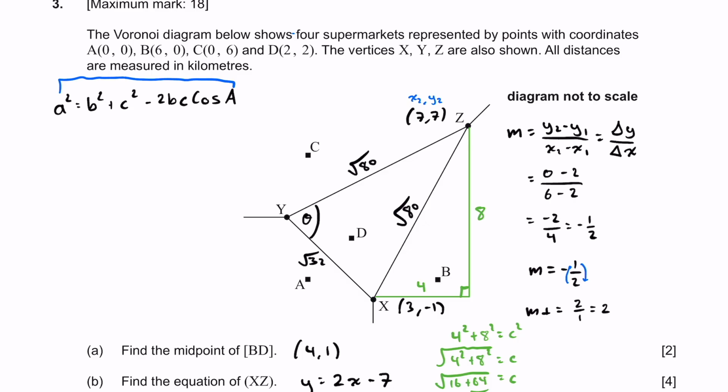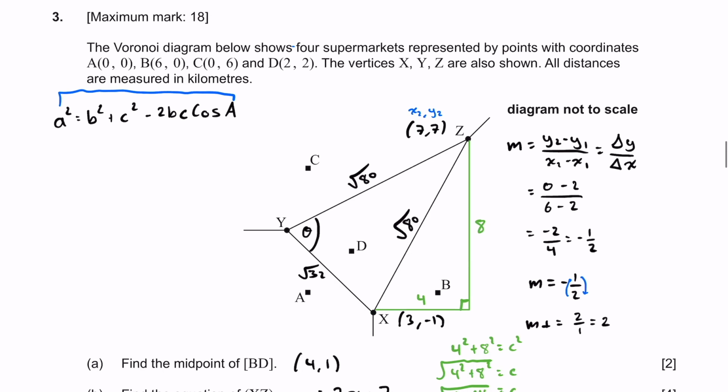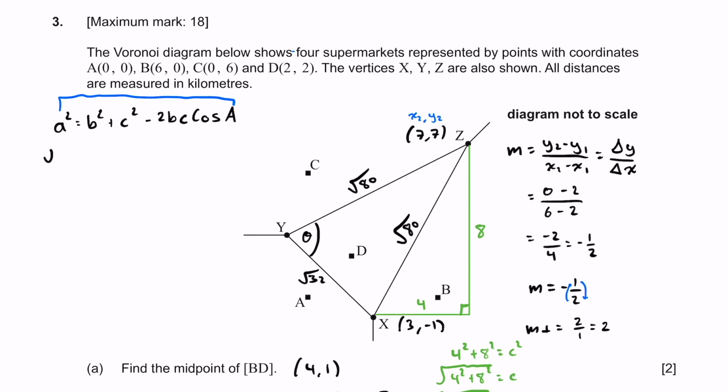Let's substitute. So a squared is root 80 squared, plus b squared plus c squared. Doesn't matter which ones we call b squared and c squared in terms of the order. That is to say, we could have put 32 plus 80, and that would have been okay.